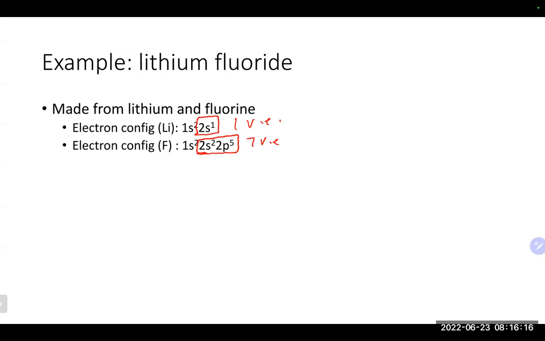Now, if we were to show this type of bonding, first off, we know right off the bat that this hopefully is a metal.